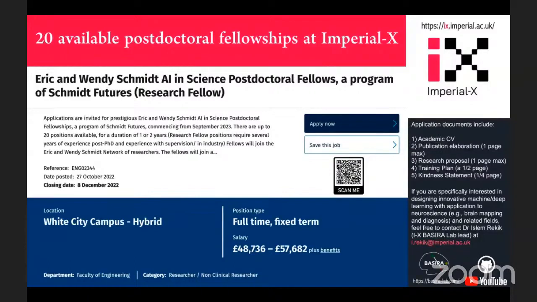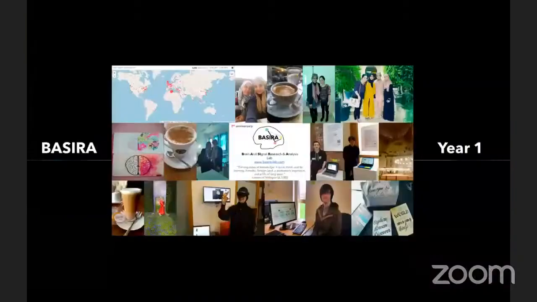This is the Schmidt AI Futures, a very prestigious fellowship. There is an independent panel, and I have nothing to do with them, but I'm happy to help if you want to consider applying for a fellowship in AI with application to medical imaging. Yeah, that's pretty much it.